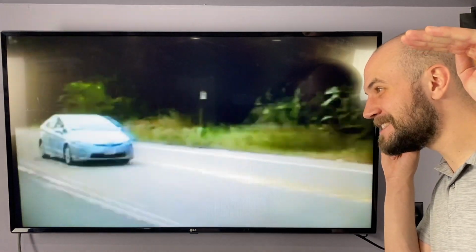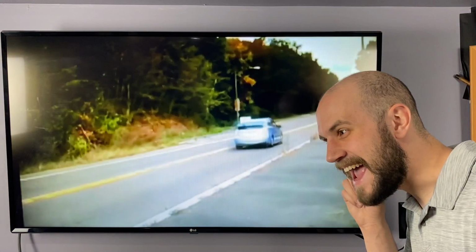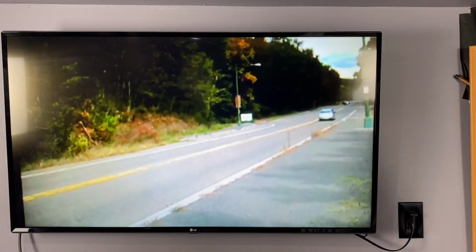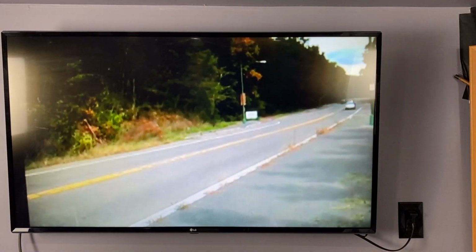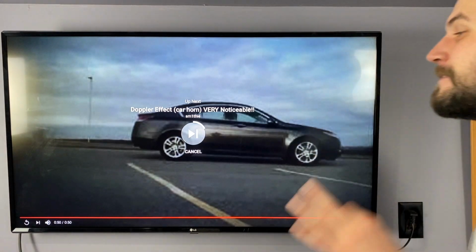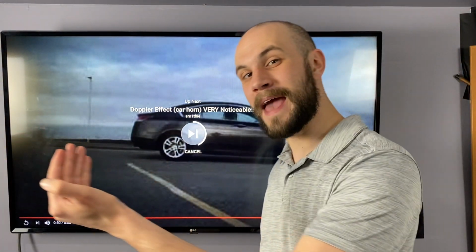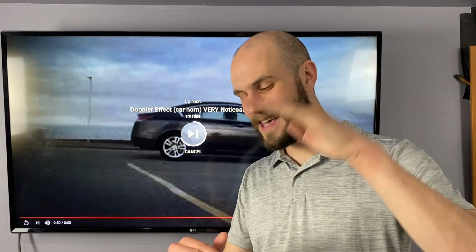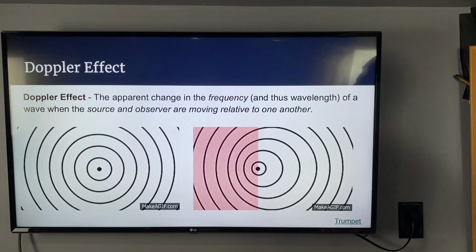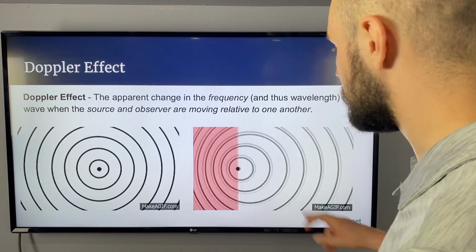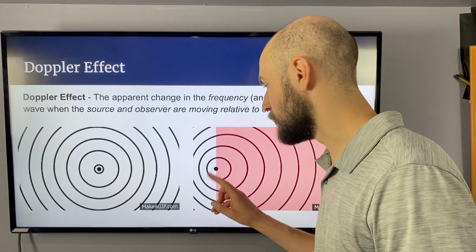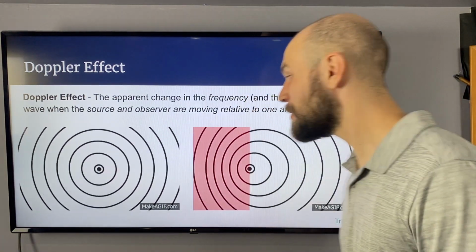There's that higher frequency, and there's that lower frequency. And this is very important. Notice in the car, the frequency never changed, but as that trumpet passed the observer, it started off high, and then it went down low. So the Doppler effect also happens, not only when the source is moving, but also when the observer is moving.